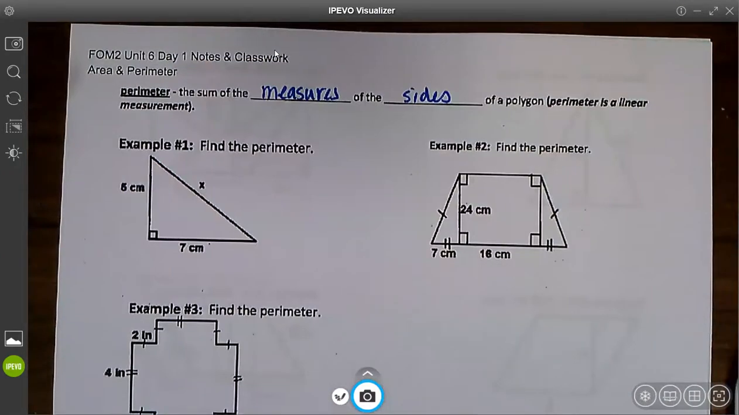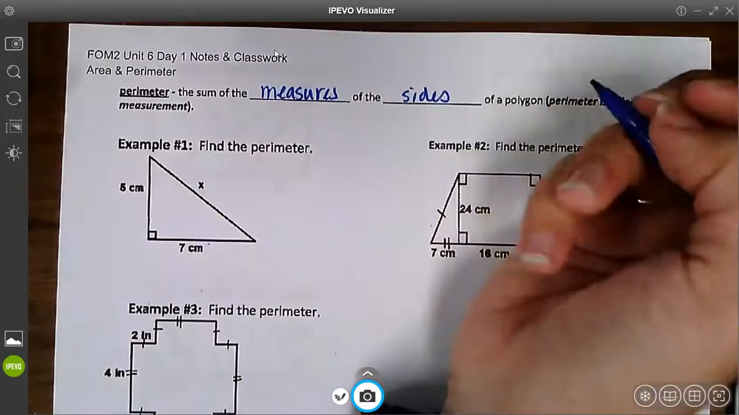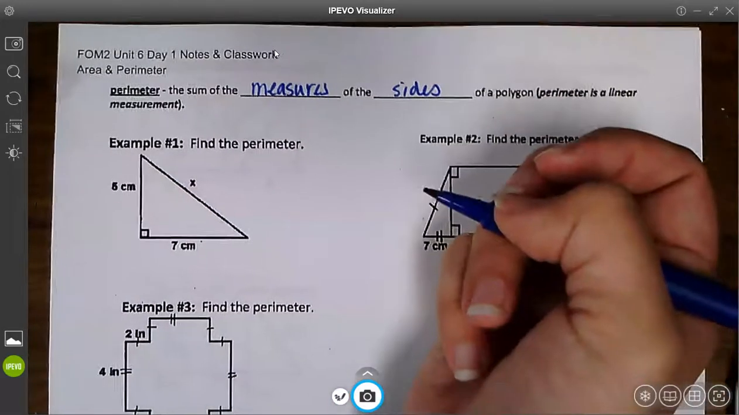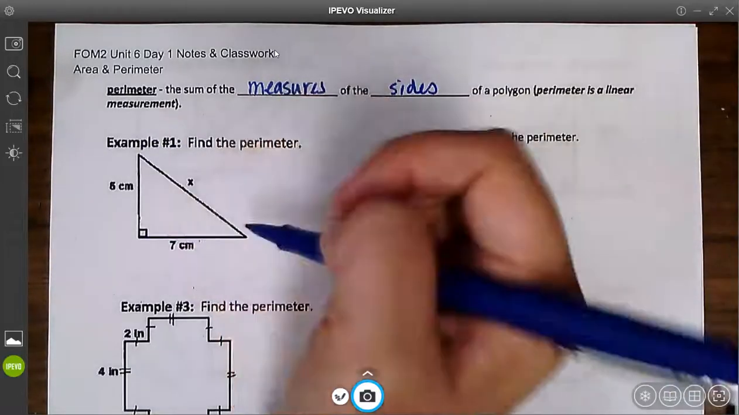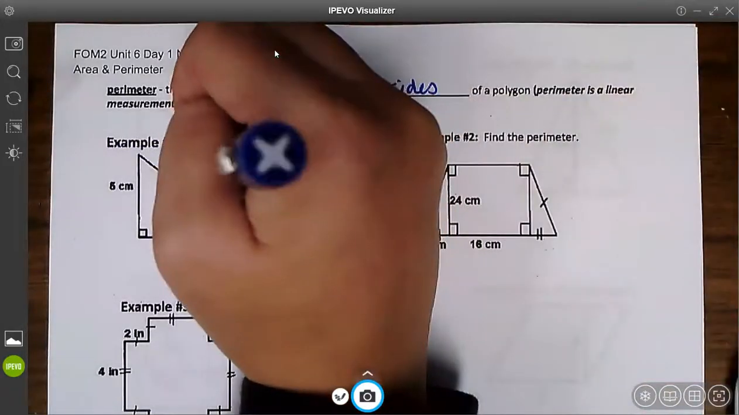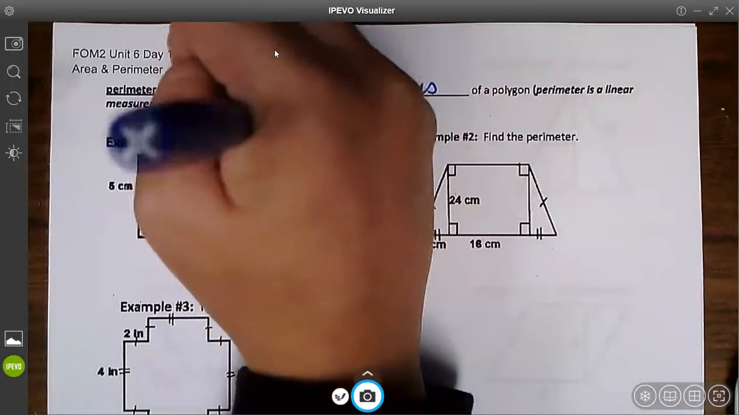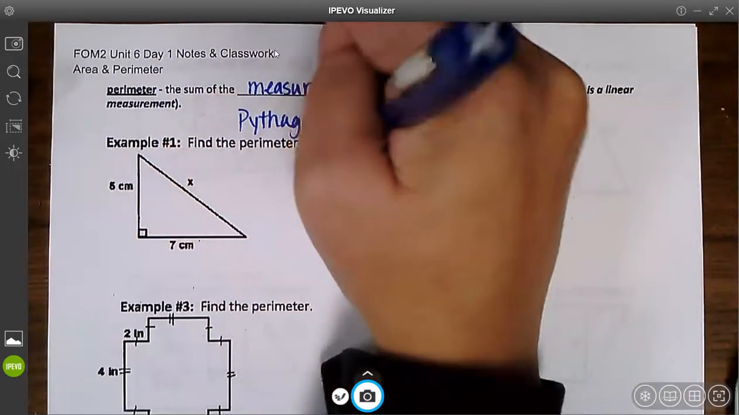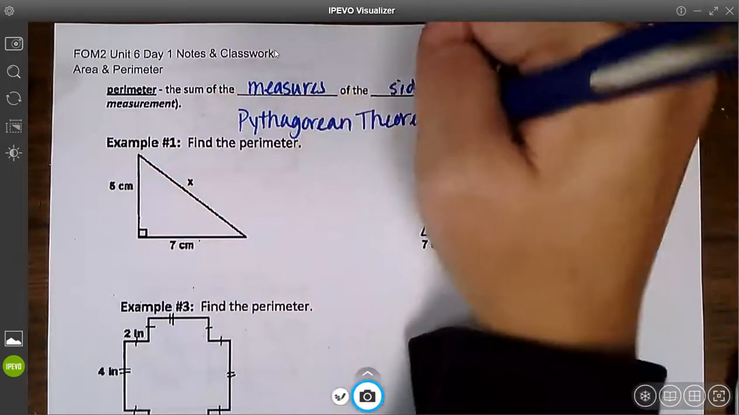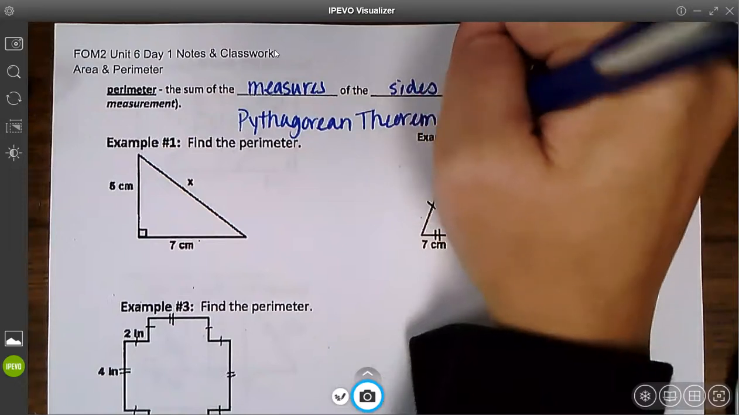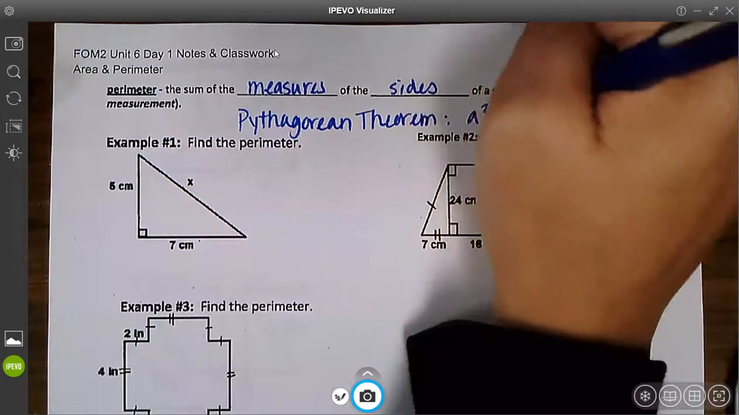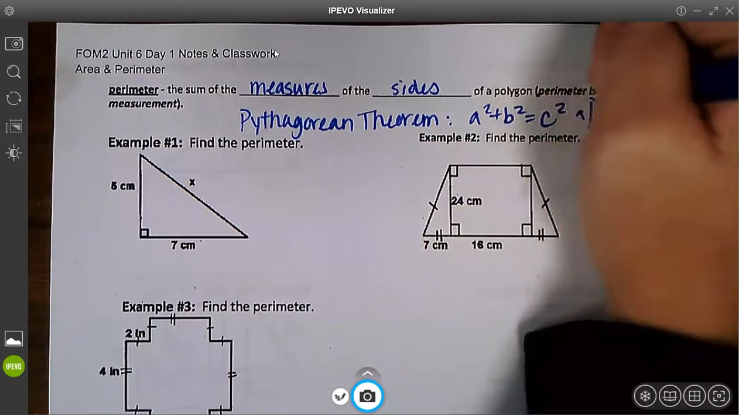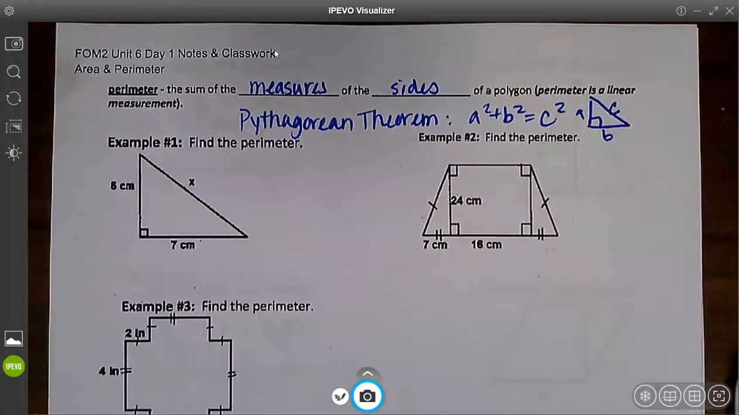For this one, to find the perimeter, we need to find the value of x. To find the value of x, we're going to have to use the Pythagorean theorem. This is a right triangle. So the Pythagorean theorem, which we will use a lot, is a squared plus b squared equals c squared. When you have a right triangle, your legs are a and b, and your hypotenuse is c.